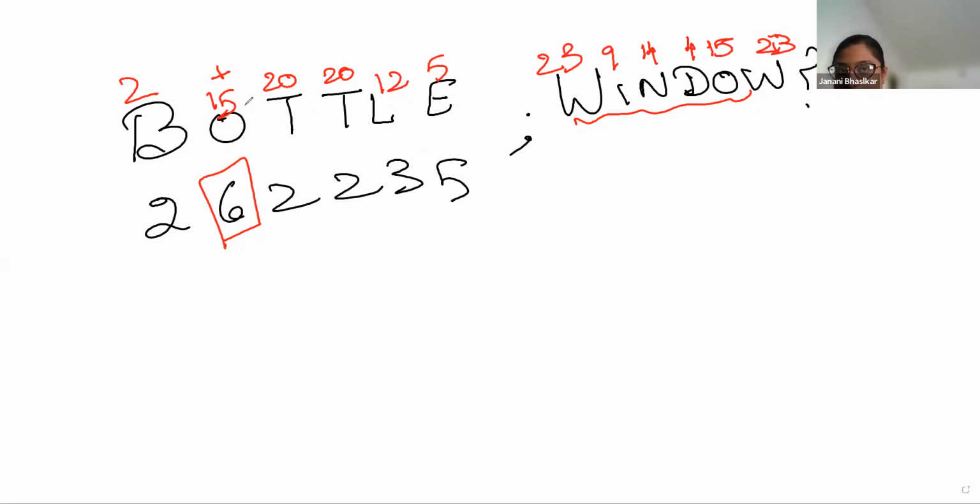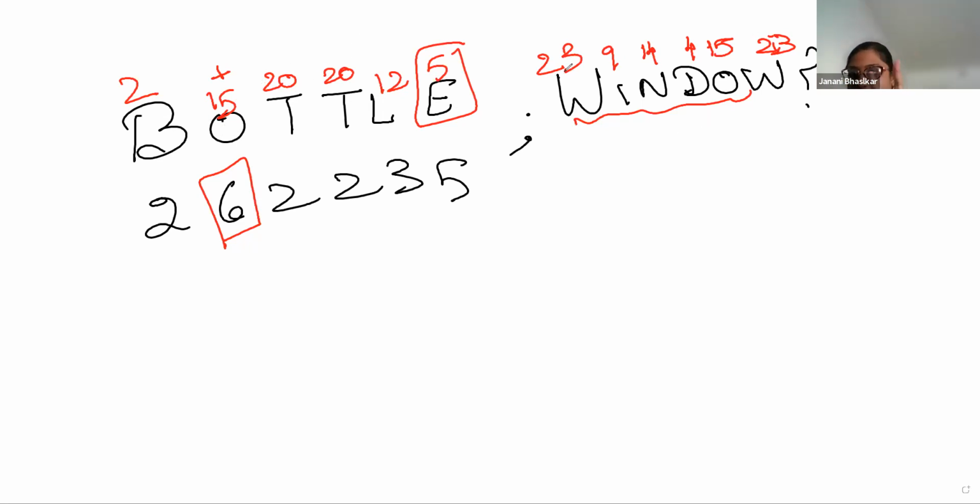Now see, 1 plus 5 will be 6. Now 20 is also having 2 digits, so I am adding. But for the letter E, it has only 1 digit, so I just directly wrote it. Did you understand? Now try it for window.